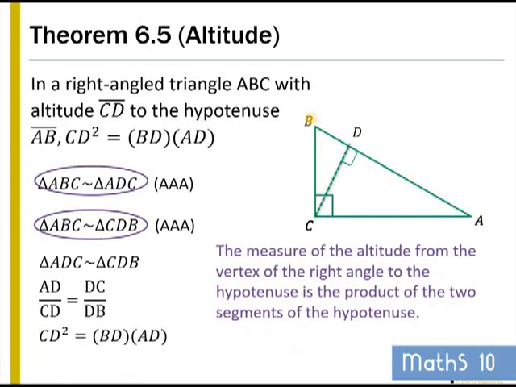Another way of saying this is that the measure of the altitude from the vertex of the right angle to the hypotenuse is equal to the product of the two segments of the hypotenuse. If the length of the altitude is h and the length of the two segments is a and b, then h squared equals a times b.